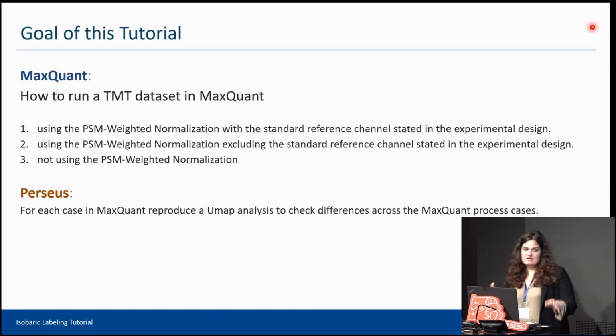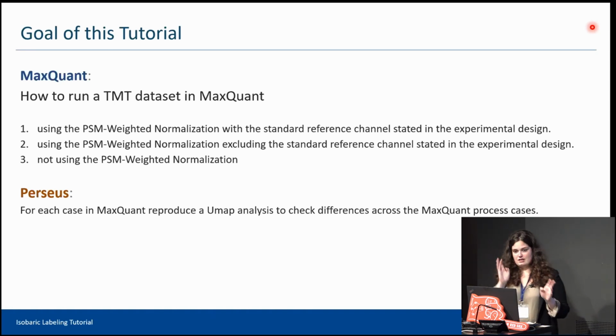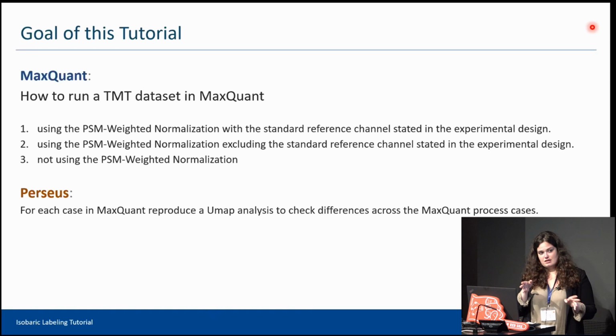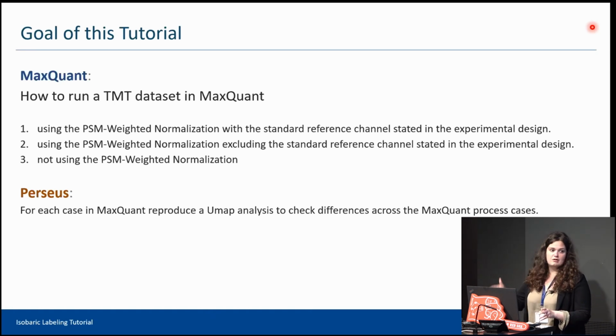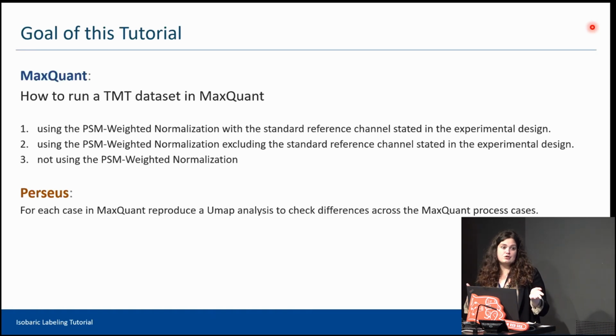So it means that with the same data, you will process option 1, setting the reference channel as it is in the experimental design, and you will get an output, the one TXT folder. So let's say the TXT folder from option 1. Then you will reprocess, taking the sample channels, and you will get another output from a different MaxQuant process.